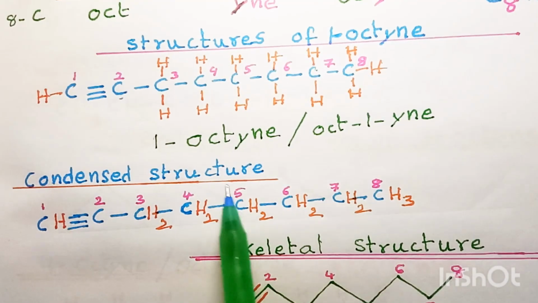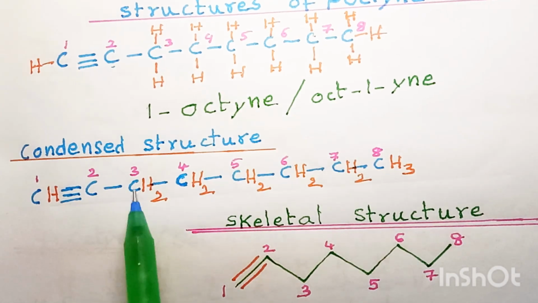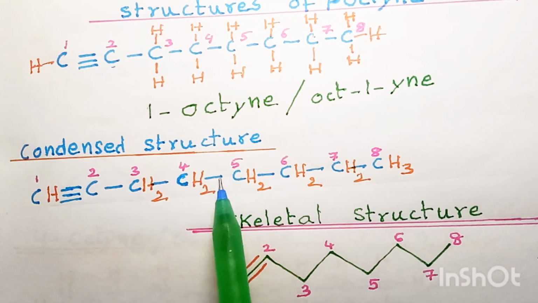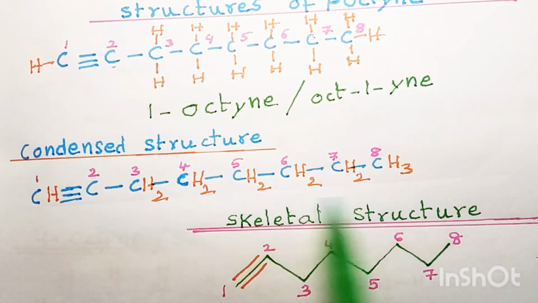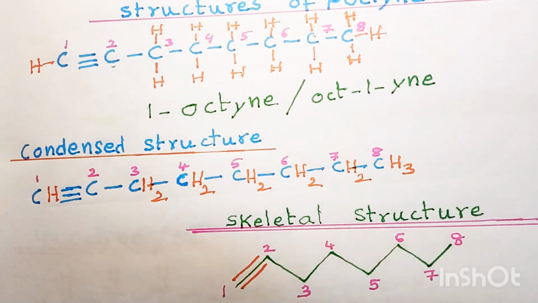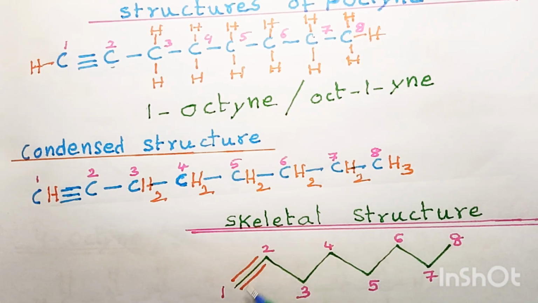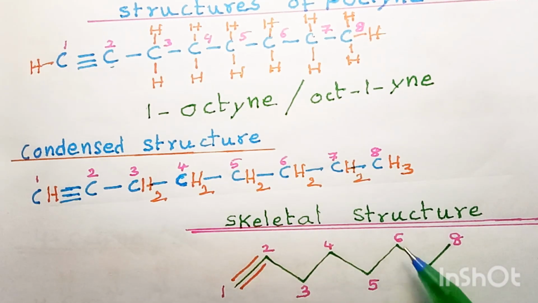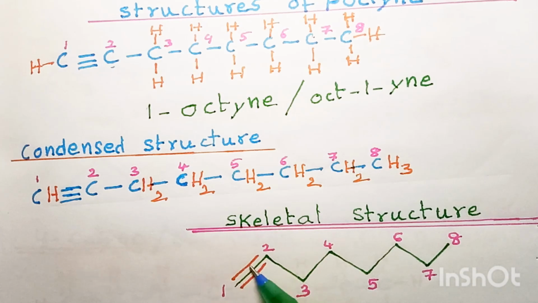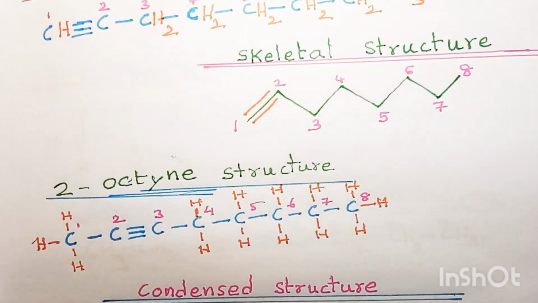Let's see its condensed structure. Condensed structure is nothing but CH triple bond C, single bond CH2, single bond CH2, single bond CH2, single bond CH2, single bond CH2, single bond CH3. This is the structure of 1-octyne. This is the skeletal structure. You draw zigzag lines like this up to 8. So they represent 8 carbon atoms. Draw 2 more lines between 1 and 2. It becomes a triple bond. So this becomes 1-octyne. Let's see 2-octyne.